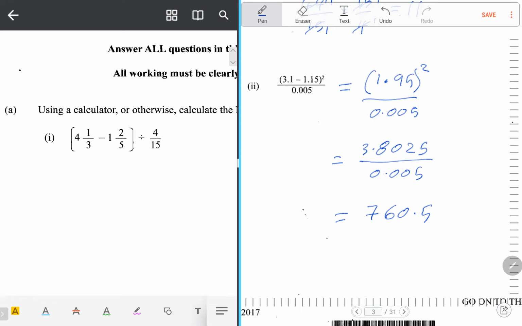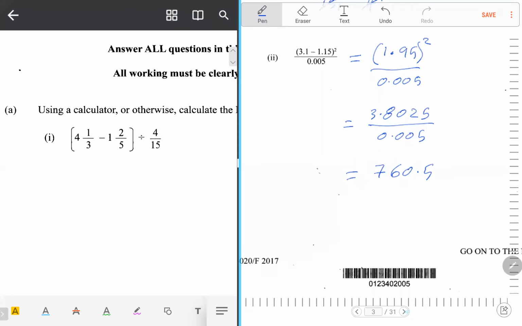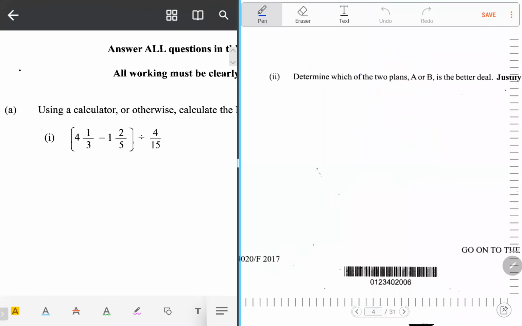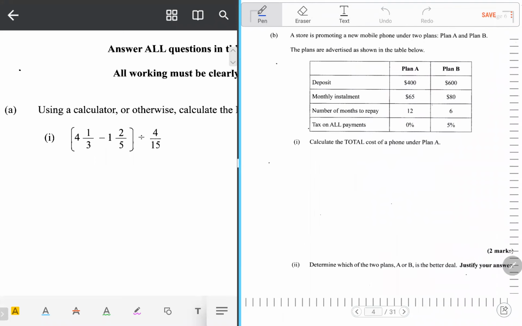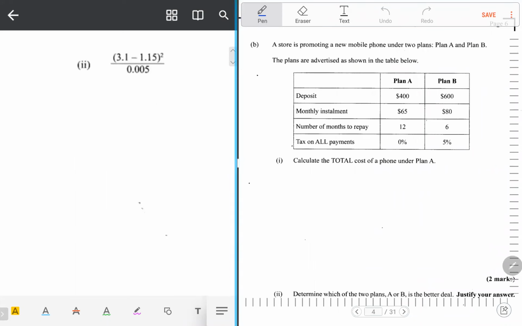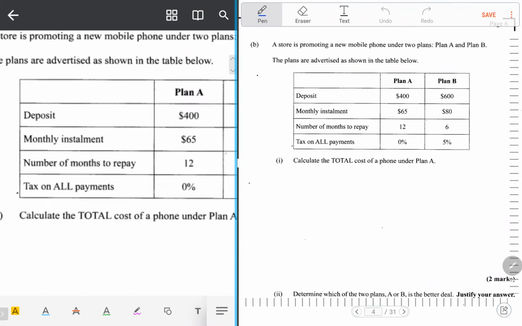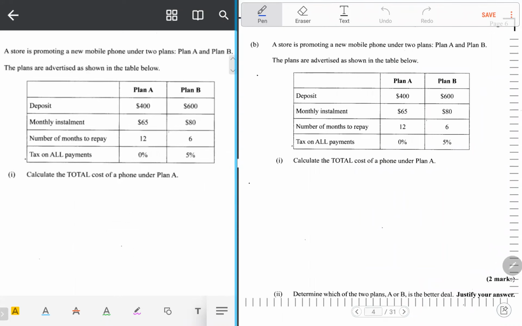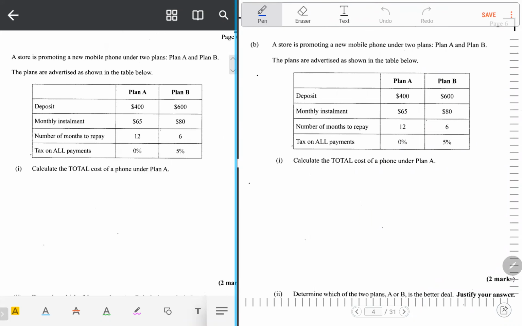Right. So moving on now to the next question on the next page. All right, so this is it. So this is a consumer arithmetic question. Some consumer arithmetic stuff. All right, so I'll leave it here so we can always be looking at it.